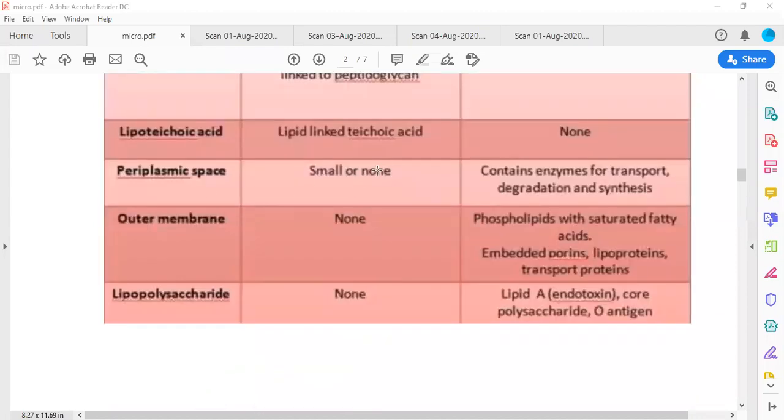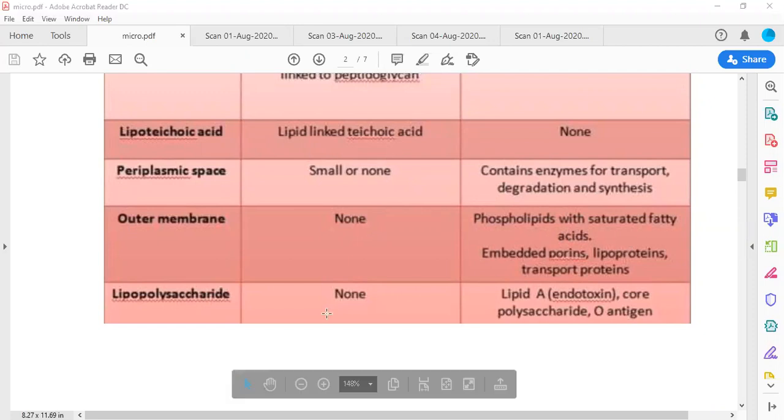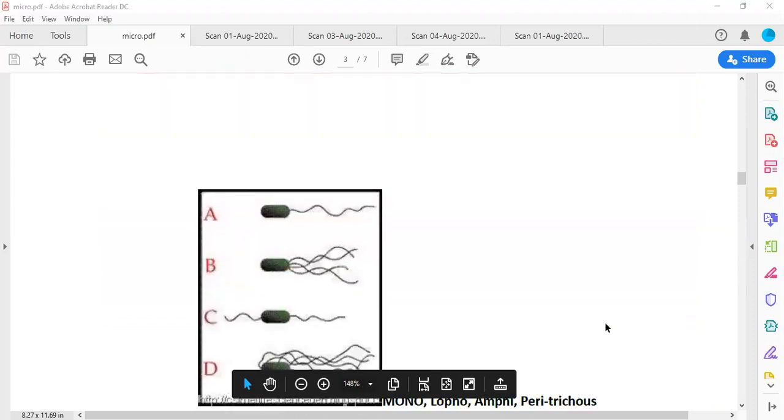Periplasmic space is smaller in gram-positive bacteria, but in gram-negative bacteria there are two membranes, so they have some enzymes for transport, degradation, and synthesis. Gram-positive bacteria do not have an outer membrane, but gram-negative bacteria do, and they have lipopolysaccharides also. Lipopolysaccharides: the lipid A is endotoxin, core polysaccharide, and O antigen. This LPS is made up of three components in gram-negative bacteria.